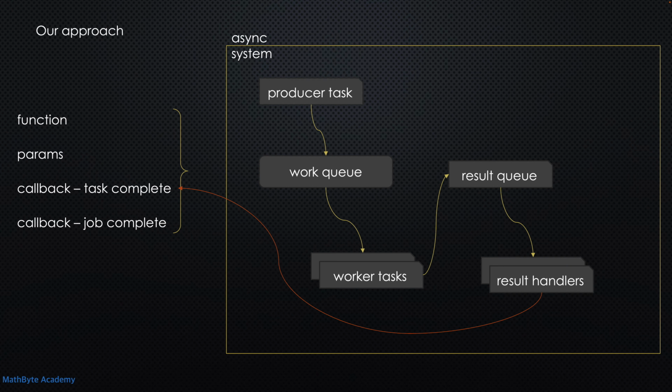This way, I'm not blocking my workers in case my result handlers, because of that callback, take a long time to run. So you don't have to do it this way. You could call it directly from the worker tasks if you wanted to. I just want to set it up this way. And this way we have a good example with two queues, work queue, results queue, different sets of handlers, workers, producer task. So with that, let's jump into code and actually build this.